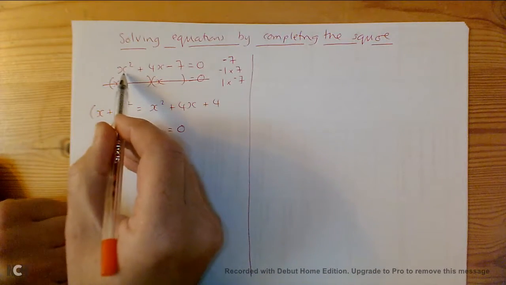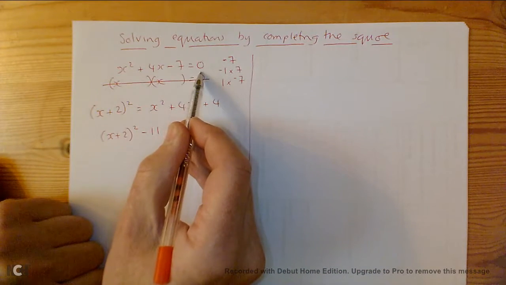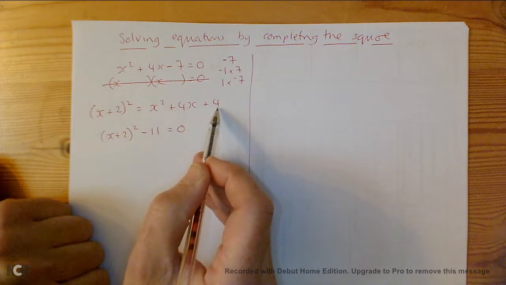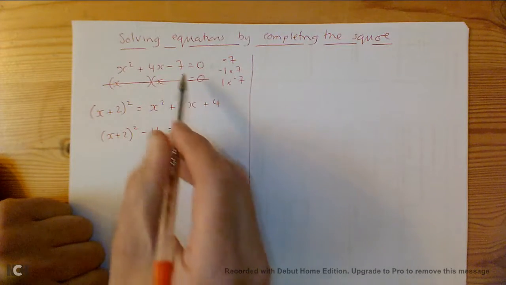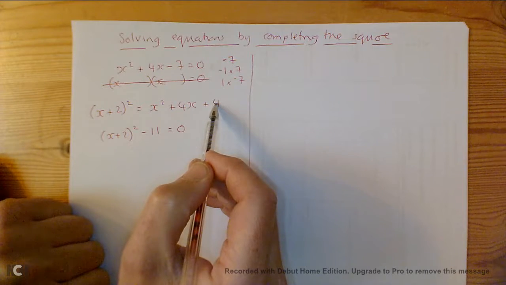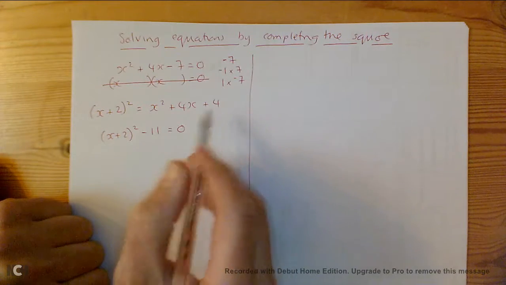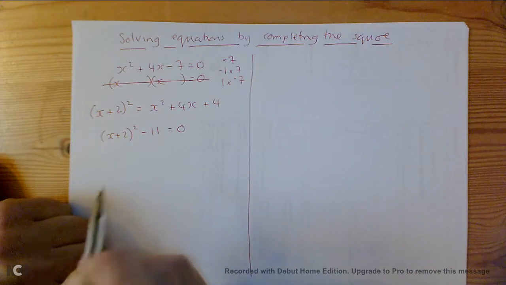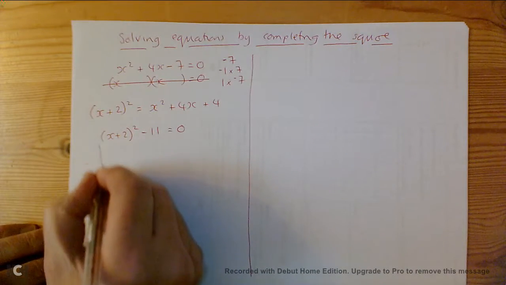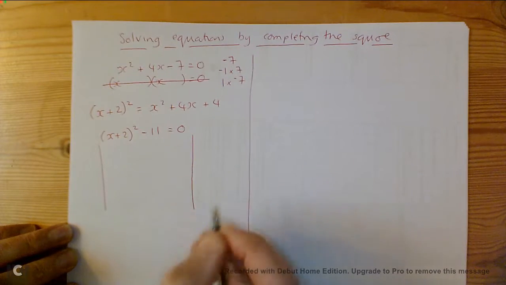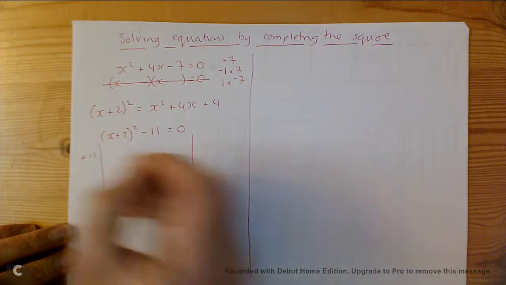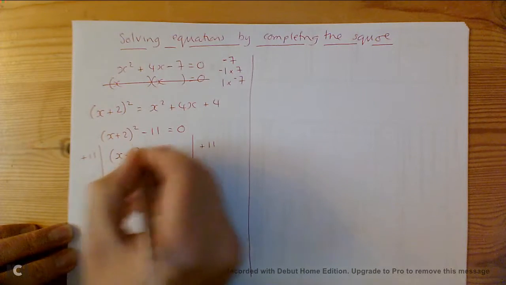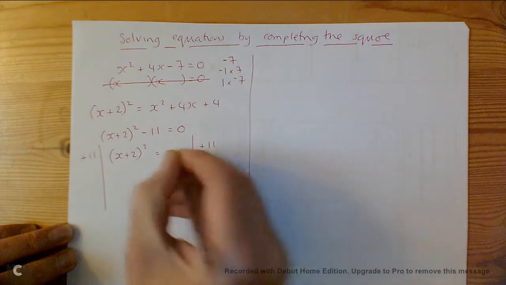Once again, I had this equation equals 0. This equation and this equation are nearly the same, but they've got a difference of negative 11. So therefore, this must also equal 0. Now, if I solve this equation by balancing, I can add 11 to both sides of my equal sign to give me x plus 2 squared is equal to 11.